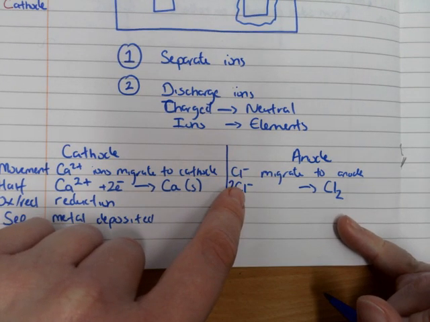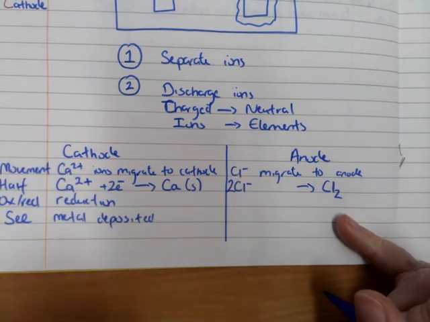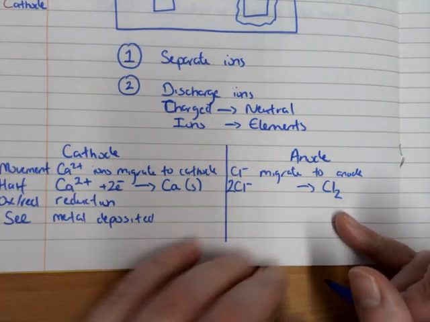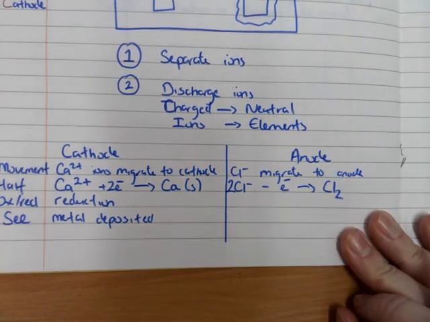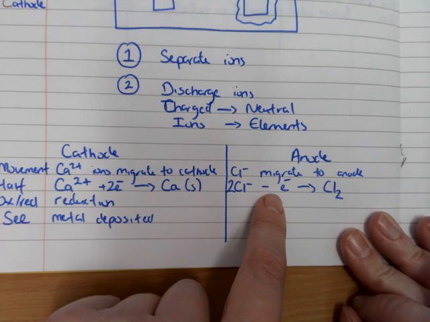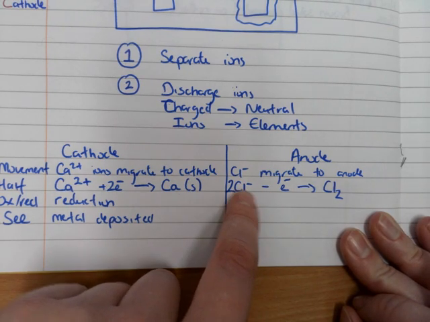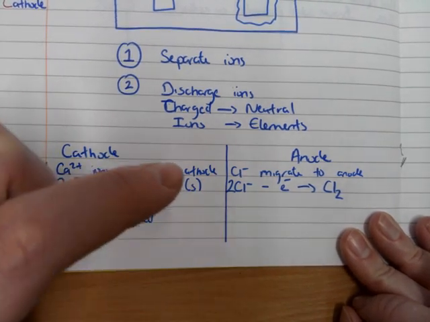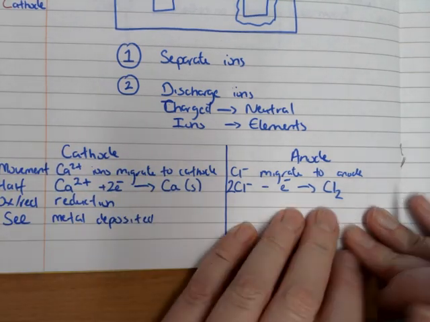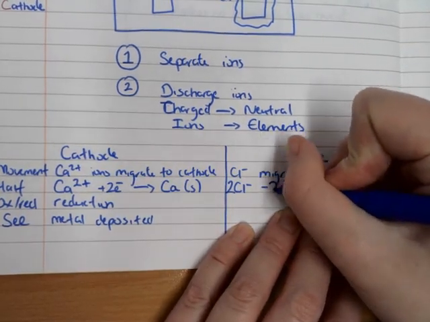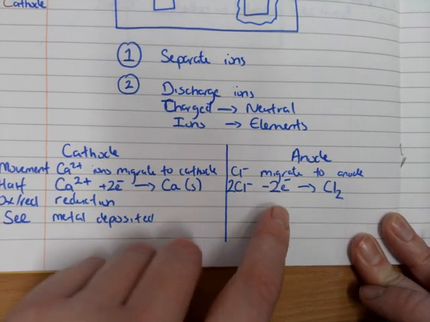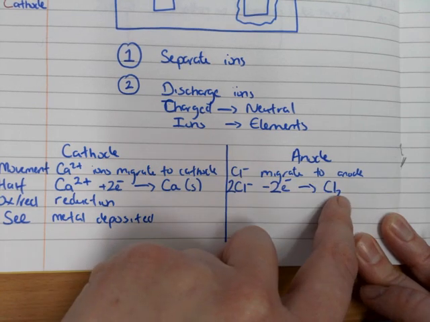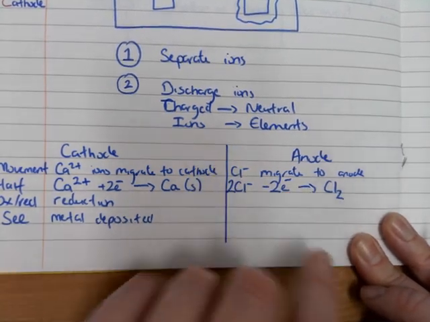Now, in order to discharge them, remember they're negative because they've gained an electron. If they lose that electron, they won't be negative anymore. So you're taking away the electron that it had gained. Now, there are 2 separate chloride ions. They each need to lose 1 electron. So in total, I'm removing 2 electrons. And when you do that, the 2 chlorine atoms can form Cl2. So that's your half equation.